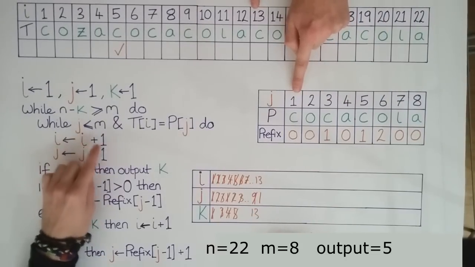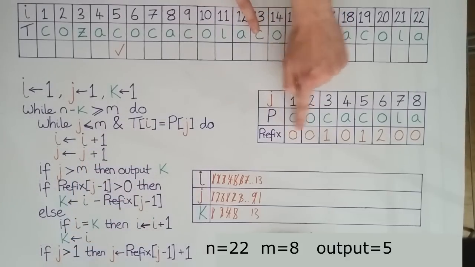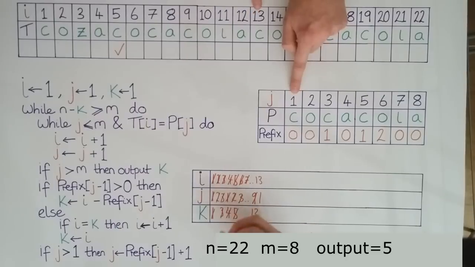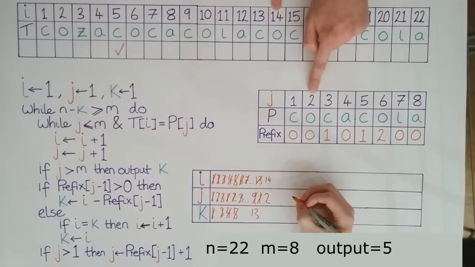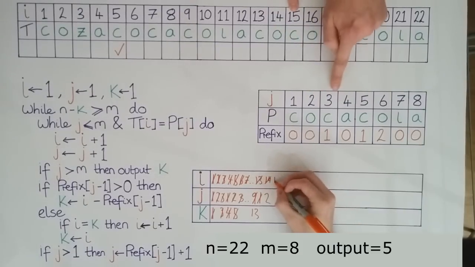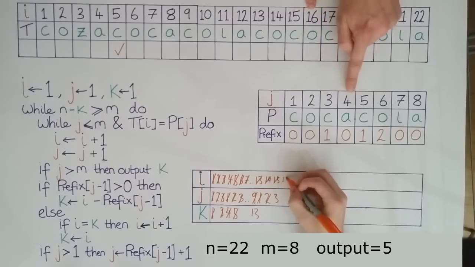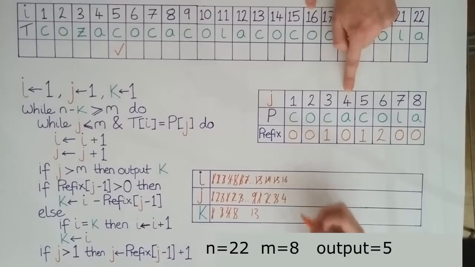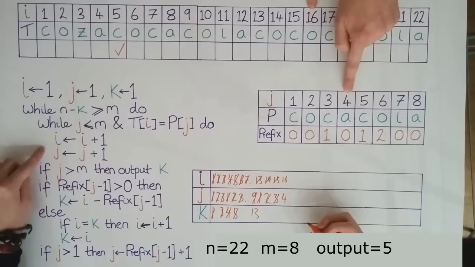j is now smaller than m again, so we compare t of 13 to p of 1, which is again a match. So i and j increase by 1. We compare t of 14 to p of 2, which is also a match, so increase i and j. t of 15 matches p of 3, so again, increase them by 1. But t of 16 does not equal p of 4, so we break out of the loop.